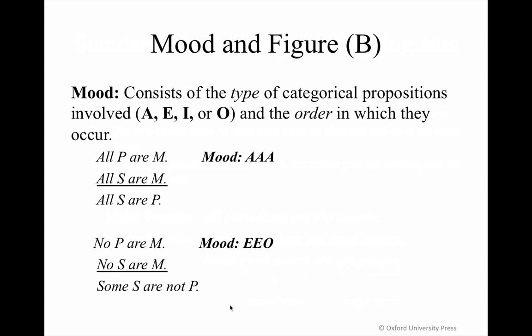The mood of the argument in the second example is EEO, and that's because the major premise is a universal negative, the minor premise is a universal negative, and the conclusion is a particular negative. If you're just given the mood and figure, you can discern how the argument lays out from those elements alone. So in order to complete this section, let's look at the figure of an argument.